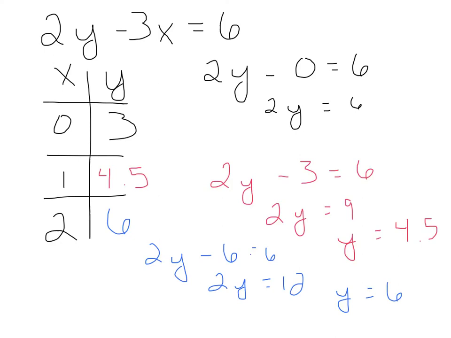So now all I would have to do would be go to a sheet of graph paper and plot the points 0, 3, 1, 4.5, 2, 6, and draw a continuous straight line through those 3 points, making sure that I have arrows on the end. Of course, graphing the point 1, 4.5 may require a little bit of guesswork. And that's why I would say that while creating a table might be the simplest way to graph a line, it may not always be the easiest.